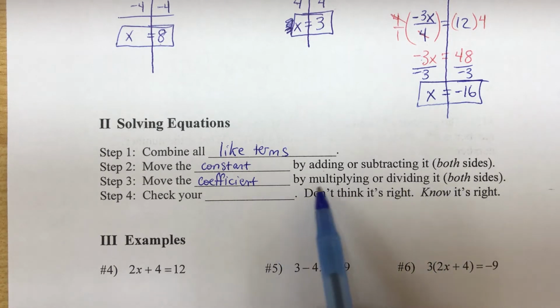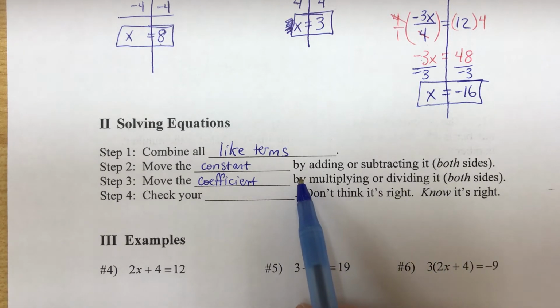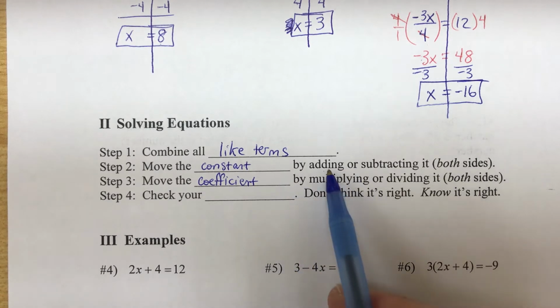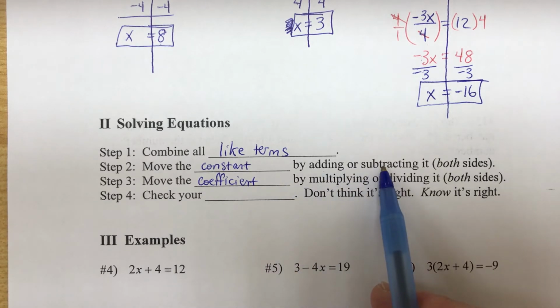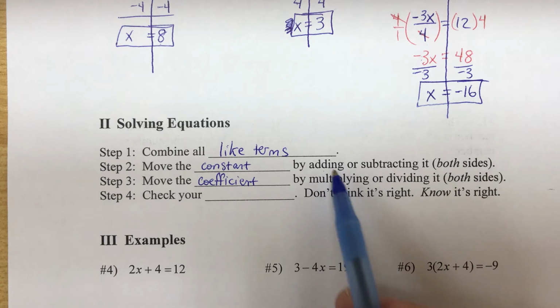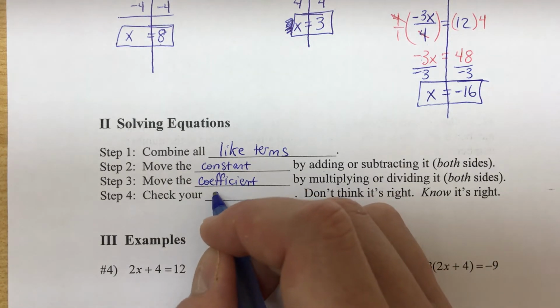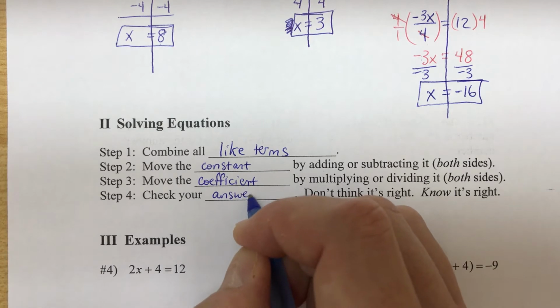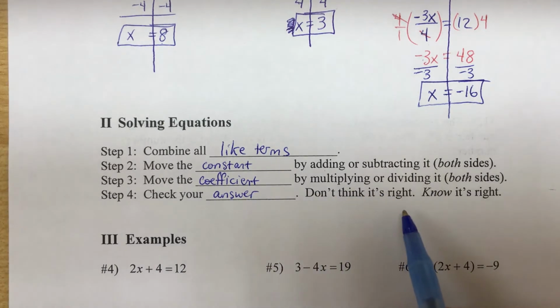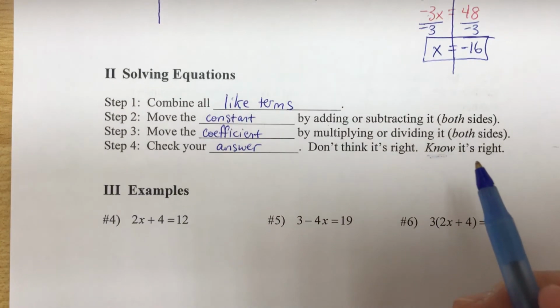And again, if you're trying to figure out which one to do, we do the inverse operation. So the inverse of addition is subtraction. The inverse of subtraction is addition. The last thing we always want to do is check our answer or solution. We don't want to think it's right. We want to know that it's right, that it makes the equation true.